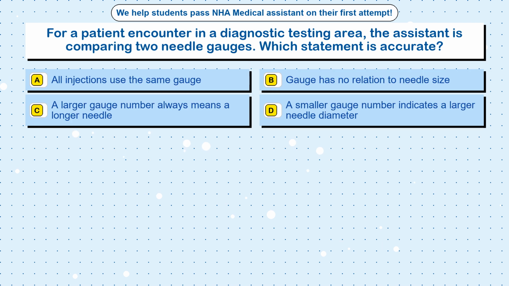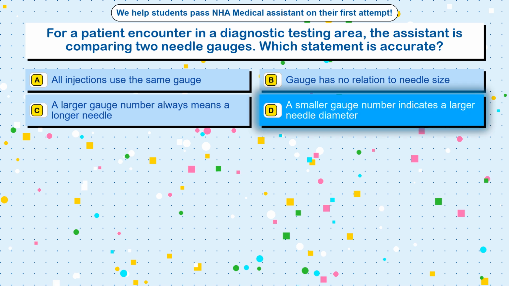Question 63. For a patient encounter in a diagnostic testing area, the assistant is comparing two needle gauges. Which statement is accurate? Option A. All injections use the same gauge. Option B. Gauge has no relation to needle size. Option C. A larger gauge number always means a longer needle. Option D. A smaller gauge number indicates a larger needle diameter.